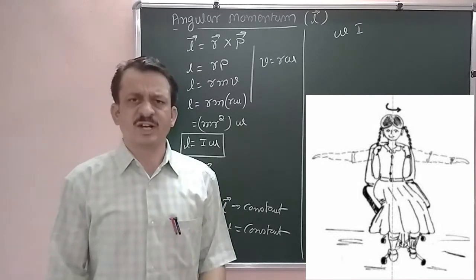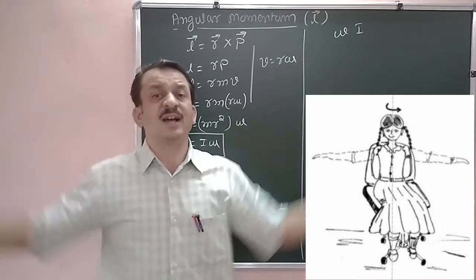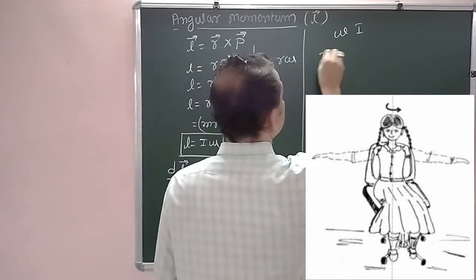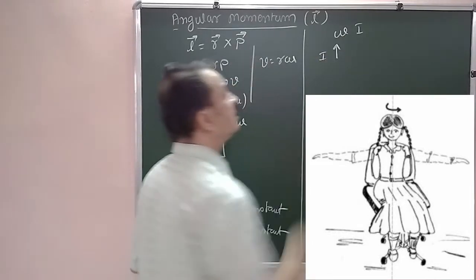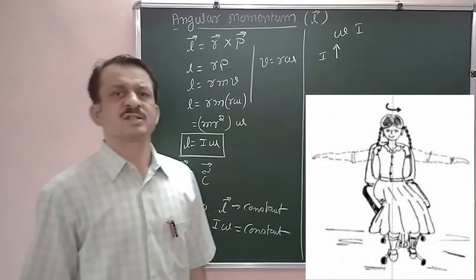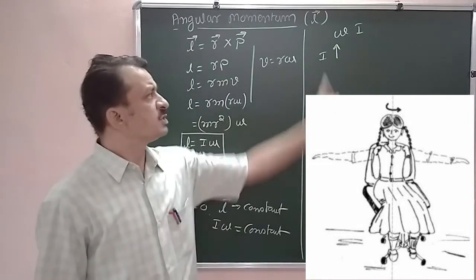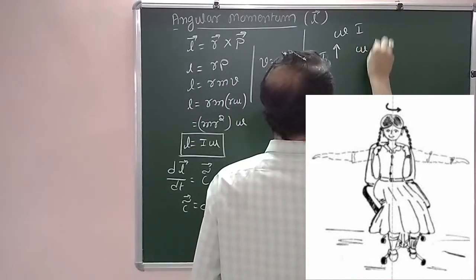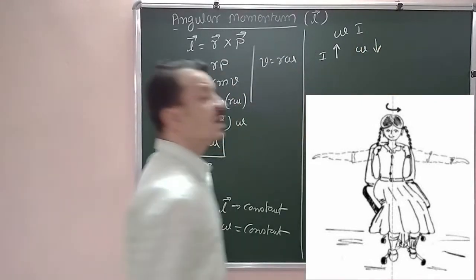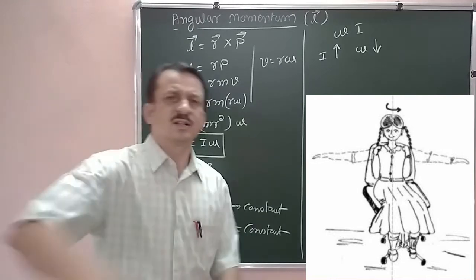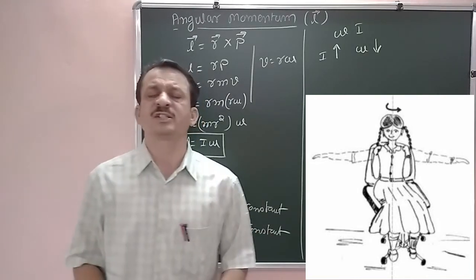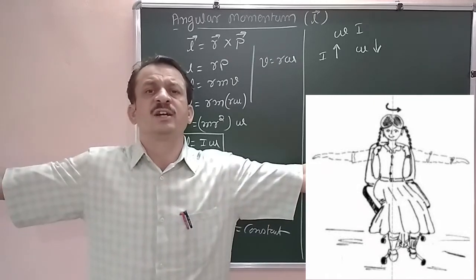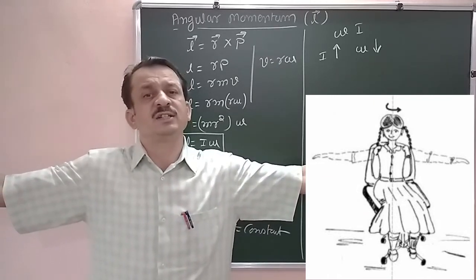As and when the child stretches his hands and legs, obviously what happens? The moment of inertia of that child increases. Since moment of inertia increases, what about the angular velocity? It decreases. The angular velocity with which the child is rotating suddenly decreases as and when the child stretches his hands.